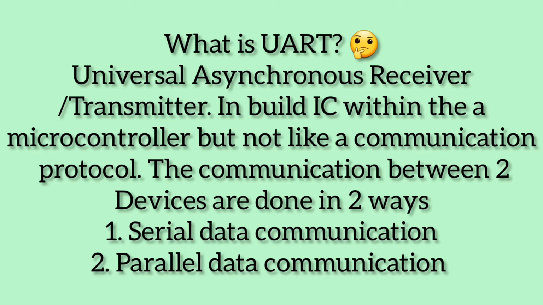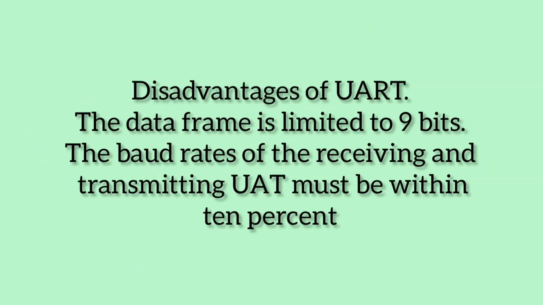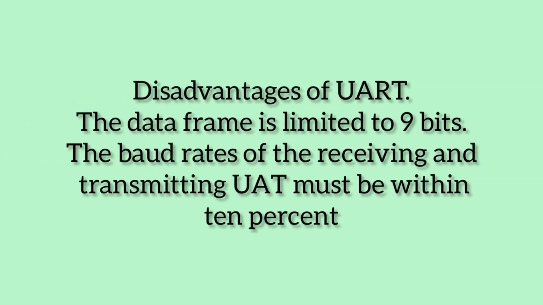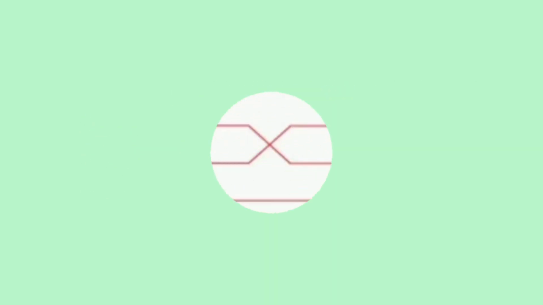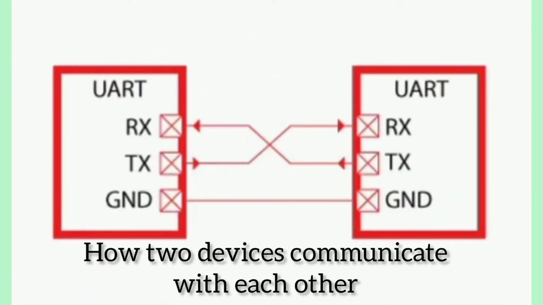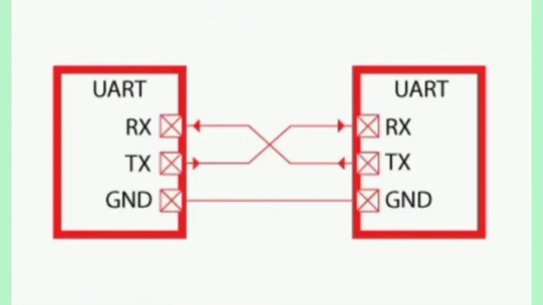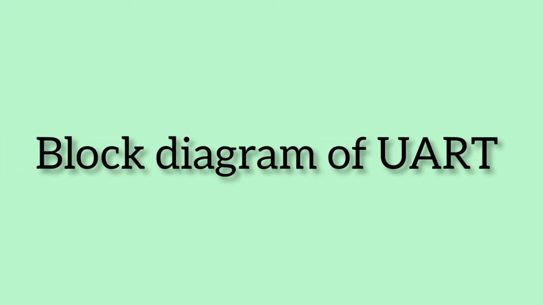In UART, the communication between two devices can be done in two ways, namely serial data communication and parallel data communication. Disadvantages of UART: the data frame is limited to 9 bits. The baud rate of the receiving and the transmitting UART must be within 10%. This diagram shows how two devices communicate with each other. Block diagram of UART and working of UART.